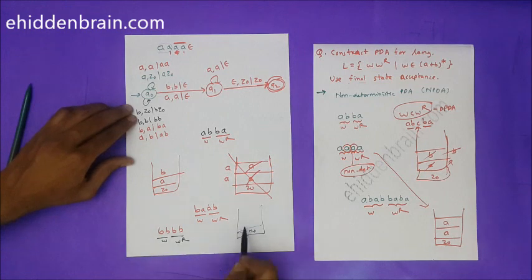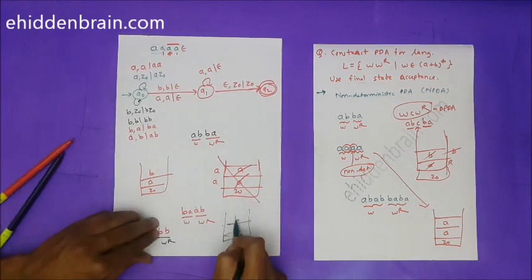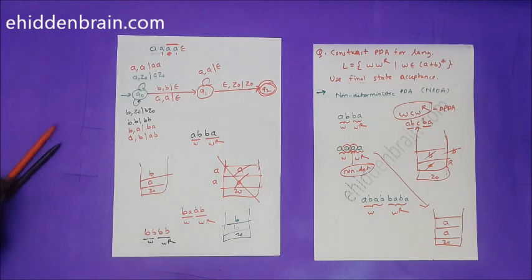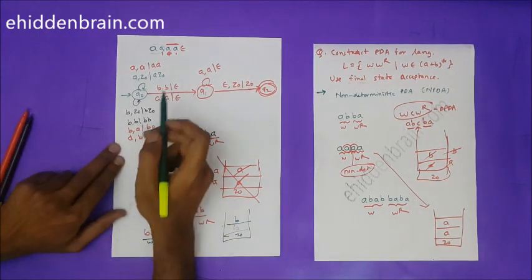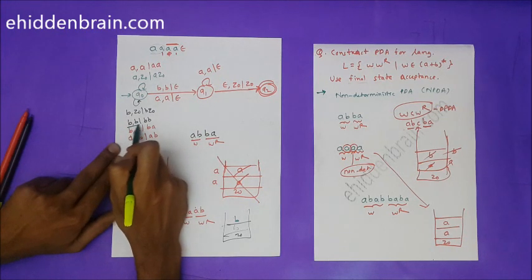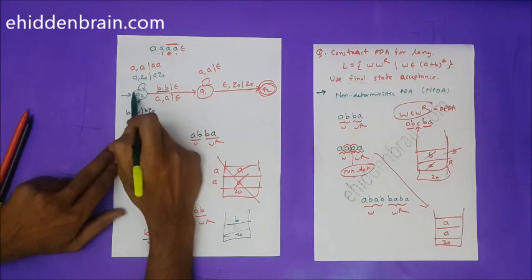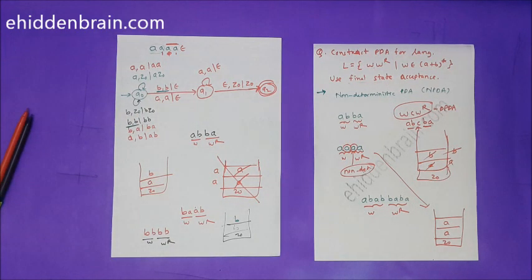So for the first B I will push it. For the next B also I will push it. Right? And now you can see this third B started. Now it is non-deterministic. Why it is non-deterministic? Because you can see this. There are 2 transitions of B comma B. This is one and this is another transition on same state. You remember NFA, on same state, if you have 2 input alphabets of same type, then it is non-deterministic.